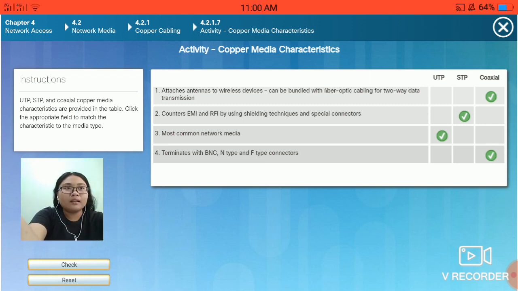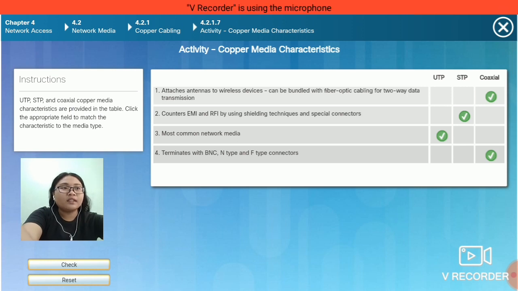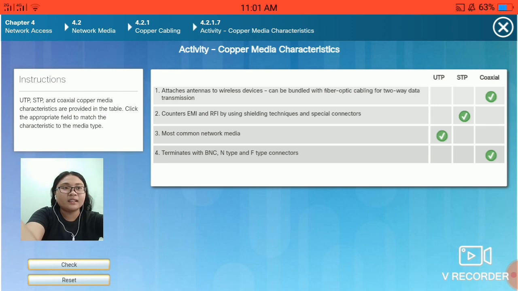Copper cabling, the characteristics of copper media. Networks use copper media because it is inexpensive, easy to install, and has low resistance to electrical current. However, copper media is limited by distance and signal interference. Data is transmitted on copper cables as electrical pulses.